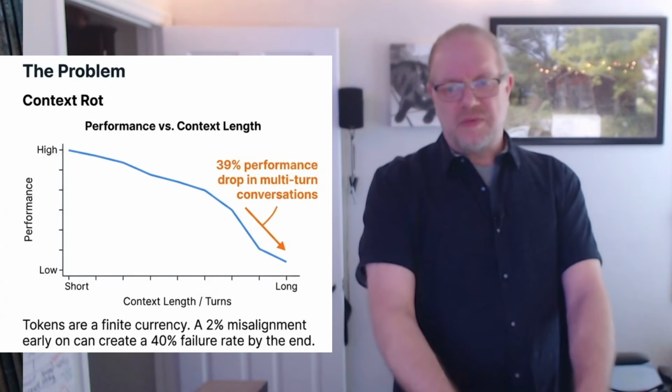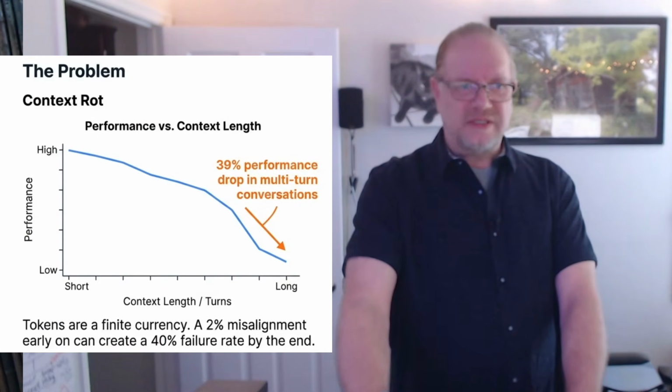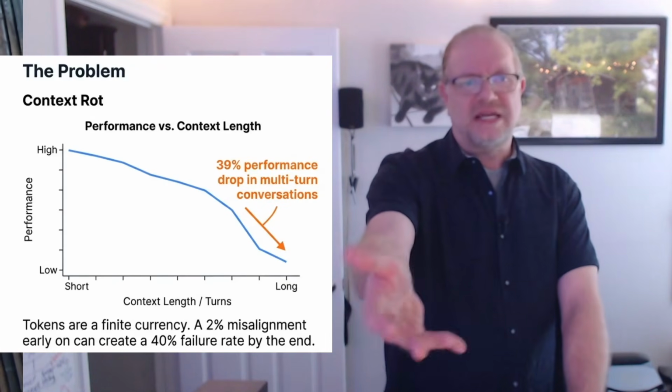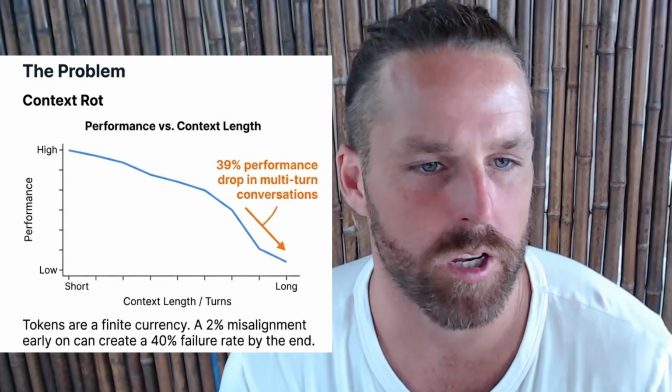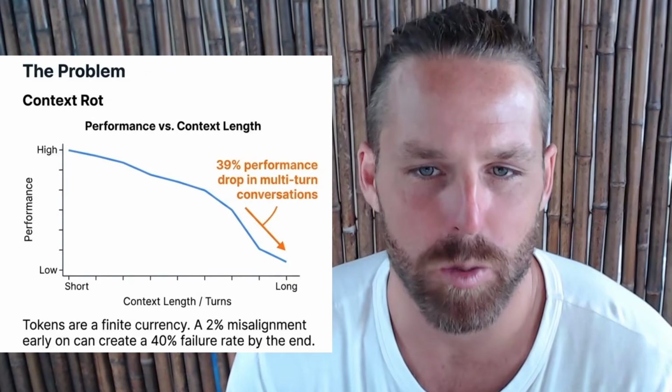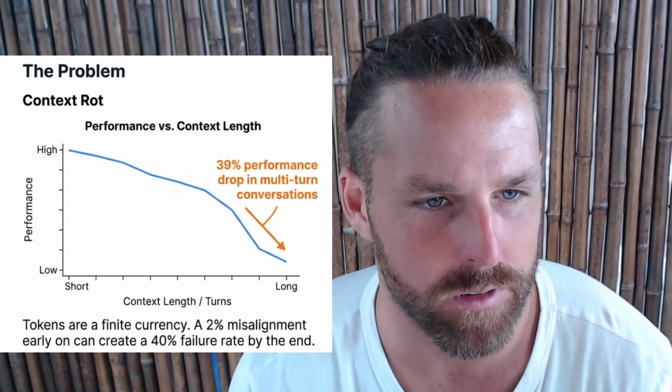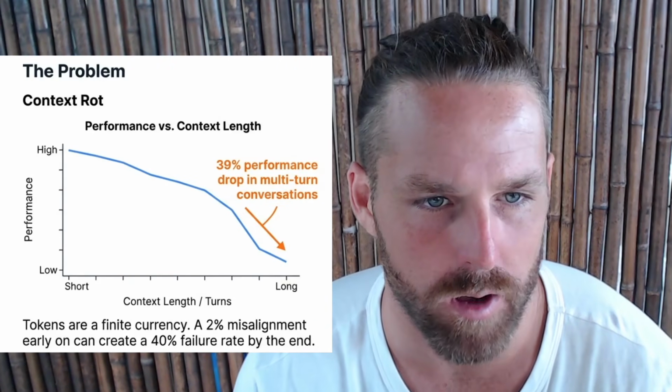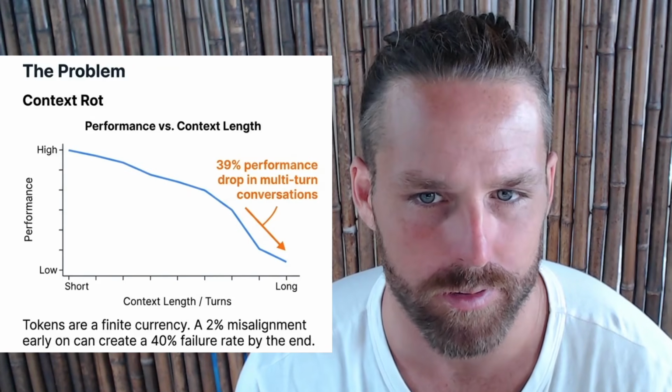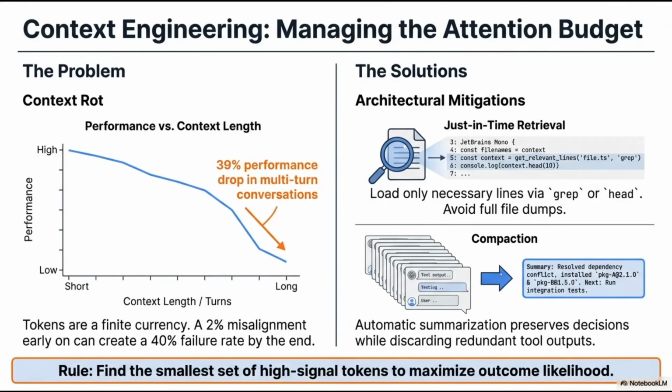And going back to the problems, this is what you're overcoming, exactly like we said. That's what context rot looks like in a graph. So 2% misalignment early on leads to a 40% failure rate by the end of a conversation or by the end of a task, in a multi-turn conversation.